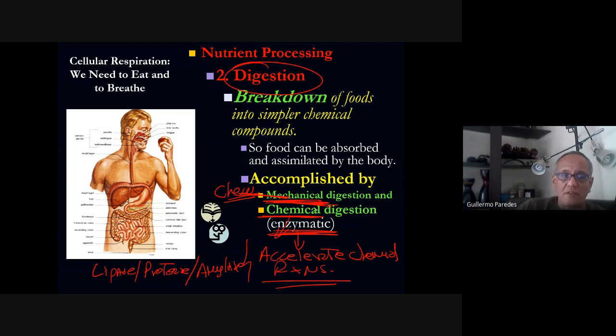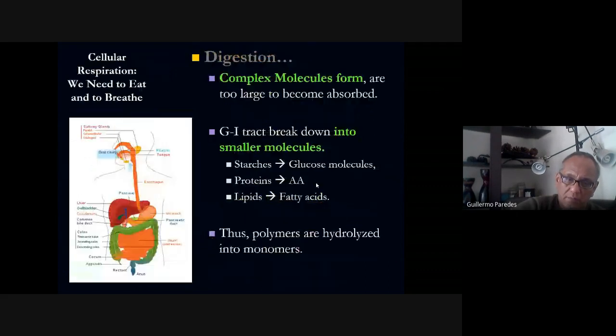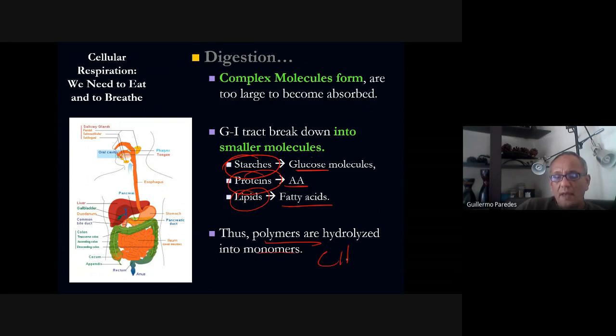So we have two types of digestion, chemical and mechanical. Digestion is going to turn complex molecules, which are too large to be absorbed, into smaller molecules in the GI tract. Starch, that is a polysaccharide, is going to turn into the monomer glucose. The proteins into amino acids. The lipids into fatty acids. All right, so polymers are hydrolyzed into monomers, especially when we are talking about the carbohydrates. And what is hydrolyzed? Hydrolyzed means water.